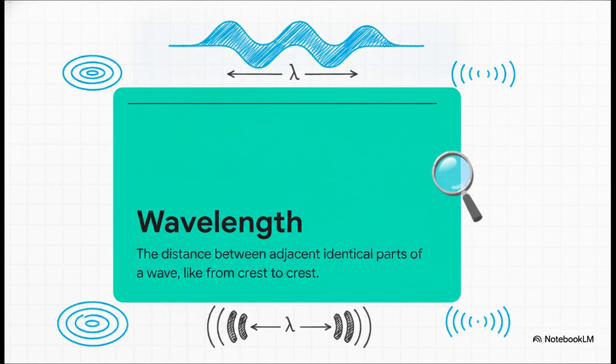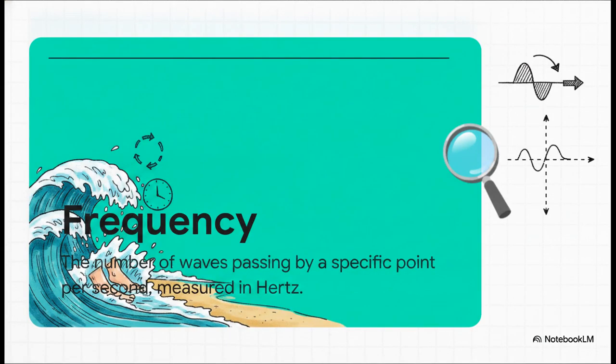Now, if you're watching waves crash on the beach and you start counting how many hit your feet every single second, well, you're measuring the frequency. Frequency tells us about the rate of events. So when we say a wave has a frequency of 1 hertz, it literally just means one complete wave cycle passes by in exactly 1 second.